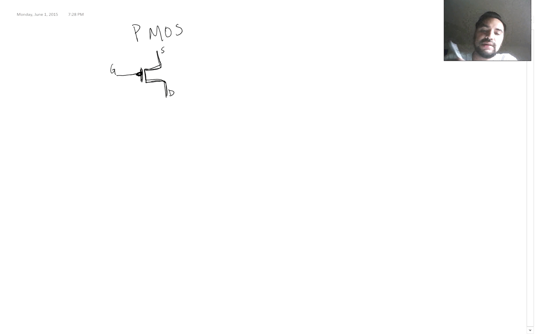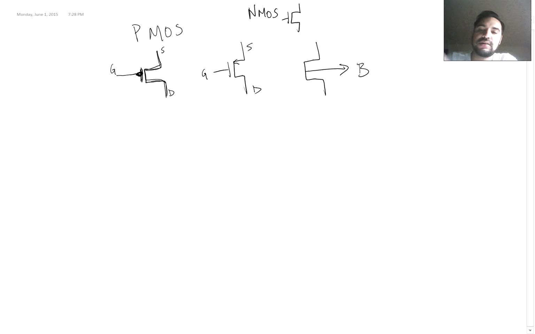Remember the NMOS we used to have, let me draw the NMOS. We used to have this right here. That was the NMOS. Now we're going to have a circle right here, which means the negation of the gate, so low voltages are going to turn on the PMOS transistor. You can see this right here with an arrow coming down to the gate, source, drain, or you can see something like this with an arrow coming out from the bulk. That means that it's a PMOS transistor. The one that we're going to use is this one.